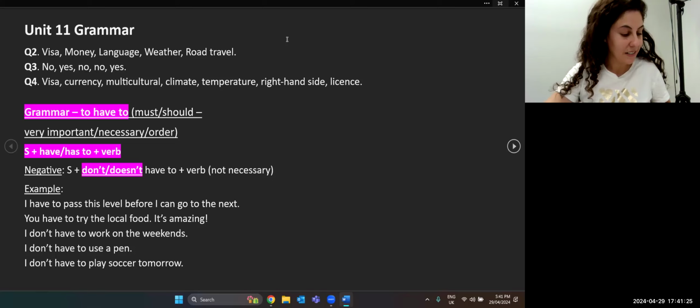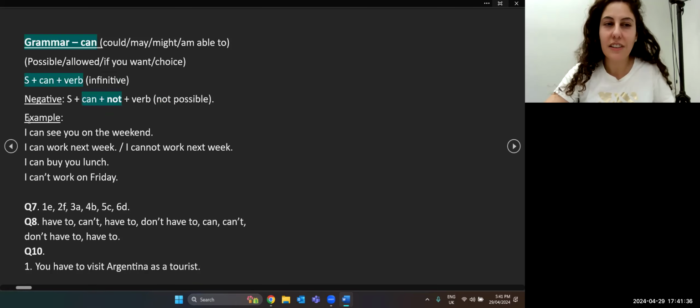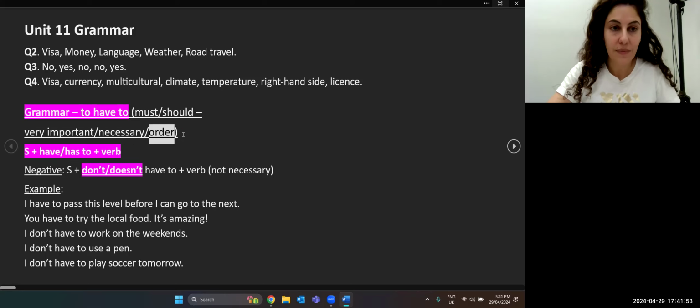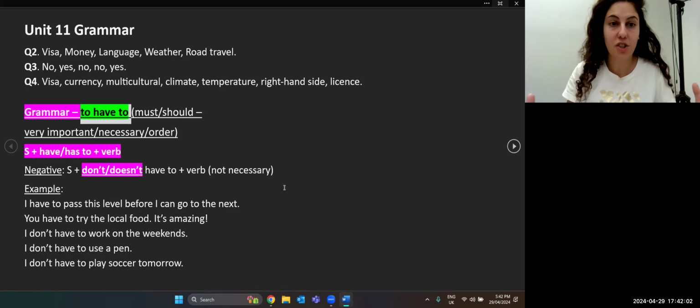Now let's read an article. It's called Information for Tourists and Visitors in Australia. Before we read this, I just wanted to tell you, because I want you to look at the grammar when we're reading. So we've got "have to", which another way to say it is must, should. It means that something is very important, that it's necessary, it's an order. It comes from a modal verb, that's the type of grammar, and I'm telling you what you have to do because you must do it. It's very, very, very important.